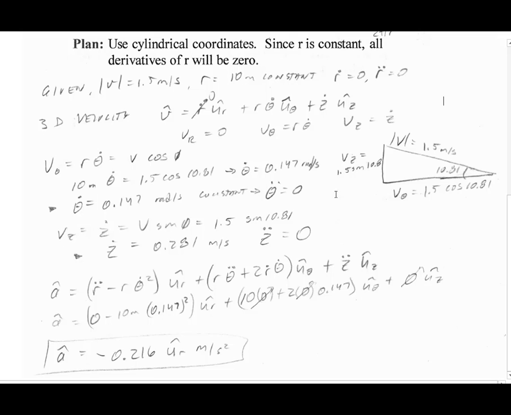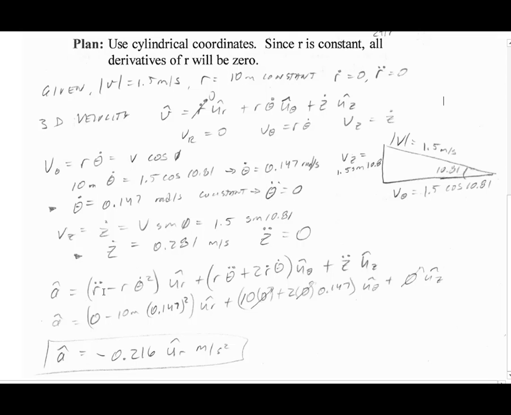How about our z velocity? Our vz here, we talked about. This is our z dot. What is our z dot in this problem? Well, we know v, and z dot is going to be v sine of that phi angle. So we have 1.5 sine of 10.81, that equals z dot, 0.281 meters per second. Again, since our velocity is not changing, our z dot's not changing, so our acceleration is 0. So z dot dot is 0, theta dot dot is 0.